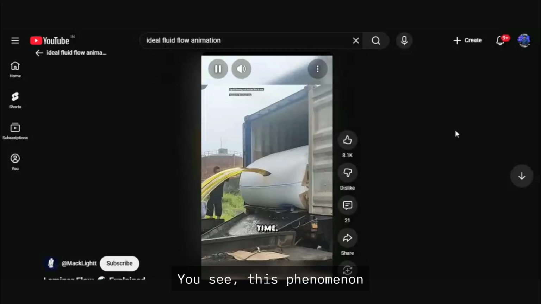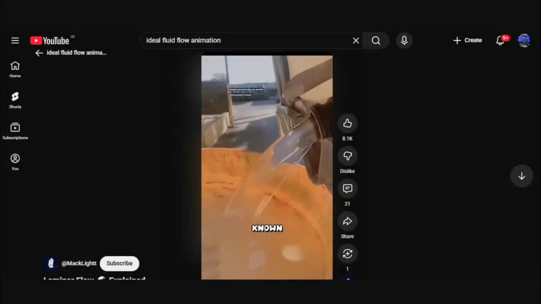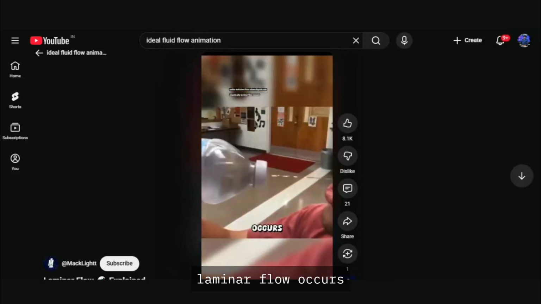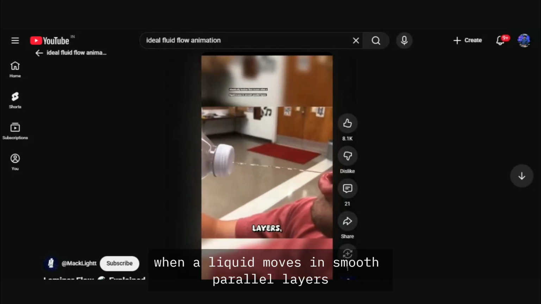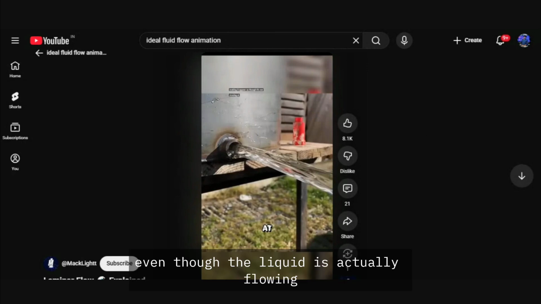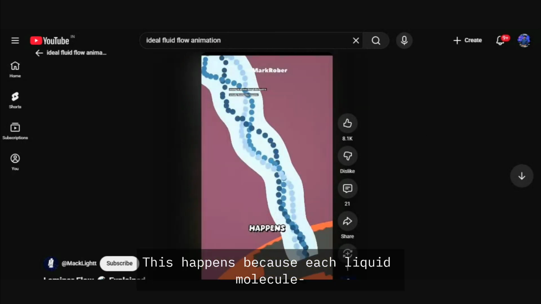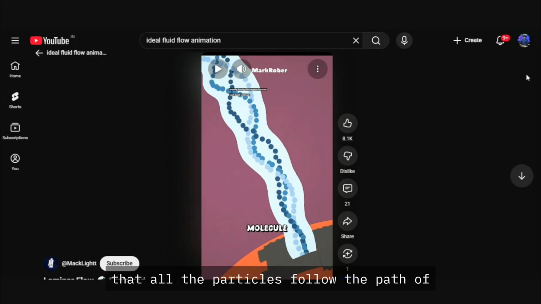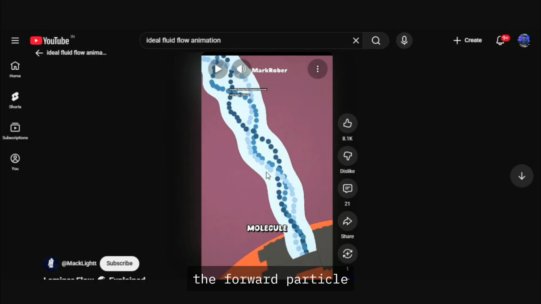You see, this phenomenon is known as laminar flow. Unlike turbulent flow, where liquids mix chaotically, laminar flow occurs when a liquid moves in smooth, parallel layers, making it appear as though it's not moving at all, even though the liquid is actually flowing. So this is what an ideal fluid is. It appears that it is not moving, but actually it is moving. It is moving in such a way that all the particles follow the path of the forward particle, and the path is so smooth that it appears it isn't moving.